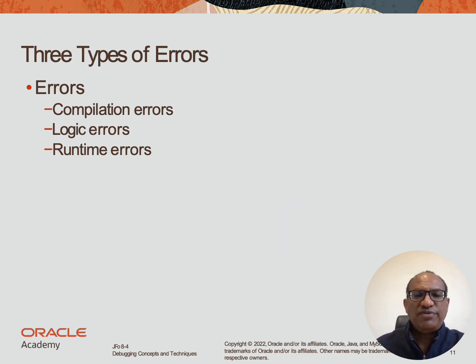There are 3 main types of errors in Java. The first one is compilation errors, also known as syntax errors. The second one is logic errors. The third one is runtime errors.